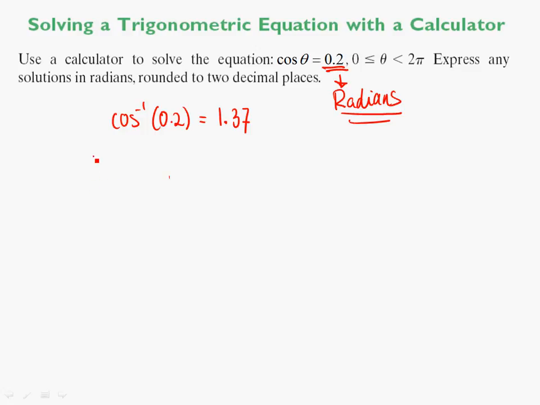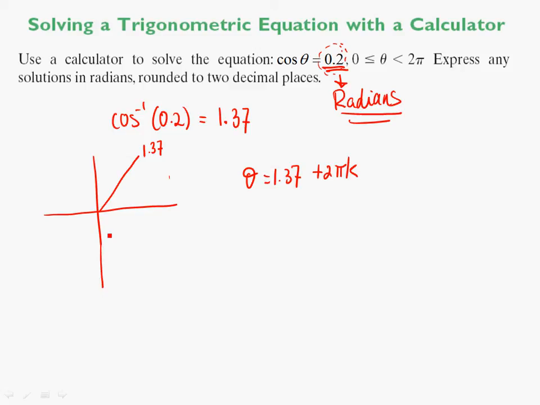What quadrant am I in at 1.37? I'm in first, right? You already knew you were in first because of this. The cosine's positive in quadrant 1. So 1.37 is probably somewhere over here. So that means that your angle could be 1.37 radians plus 2 pi times k again, right? Same thing? Okay. What else could it be? In 4. So that's like a negative 1.37, right?